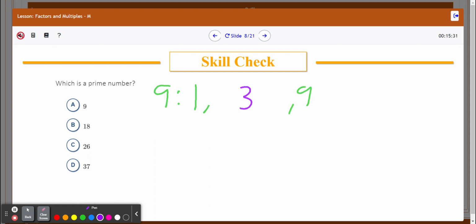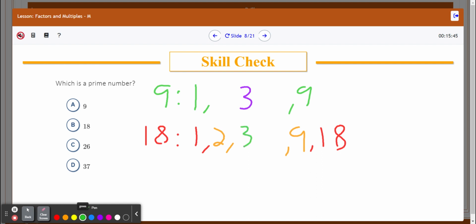That's a composite number. Let's look at 18. Well, the factors of 18, again, you always start with 1 and itself, 1 and 18. Well, guess what? 2 times 9 is also 18. Well, and also 3 times 6 is also 18. So 18 has 6 different factors. That is not a prime number.